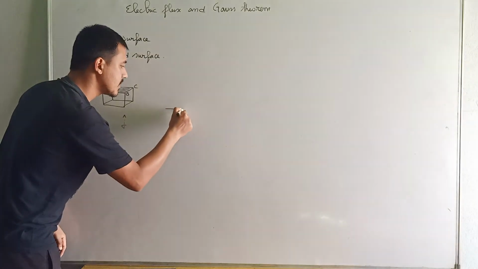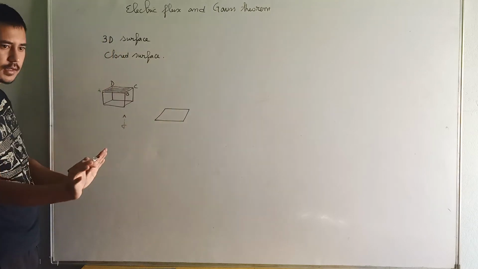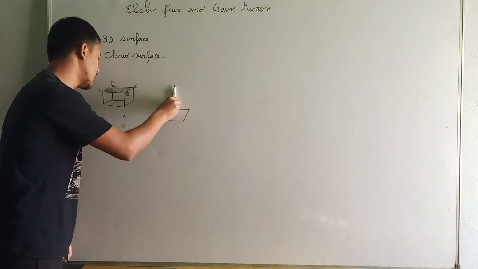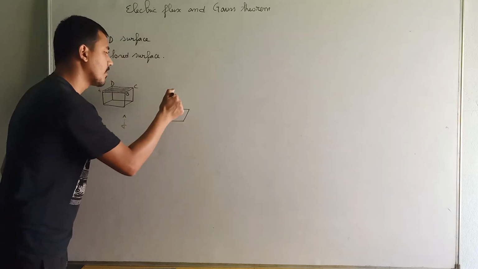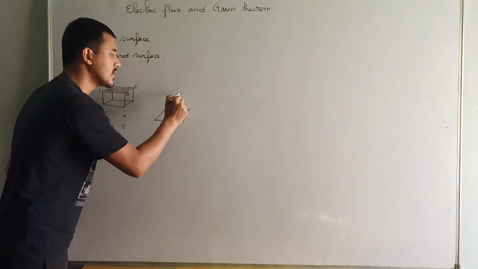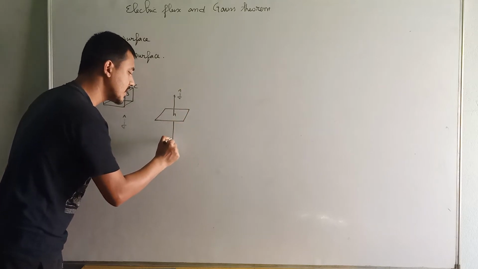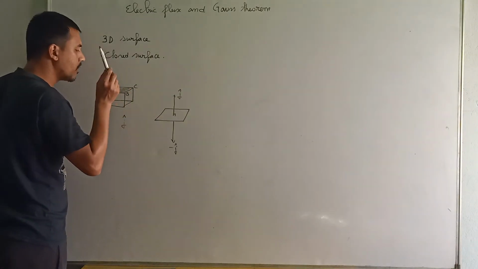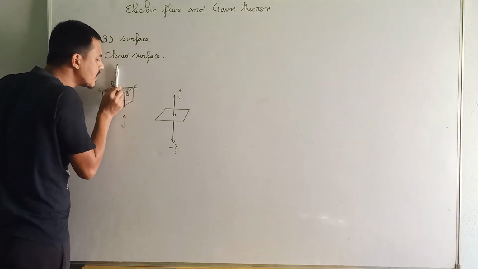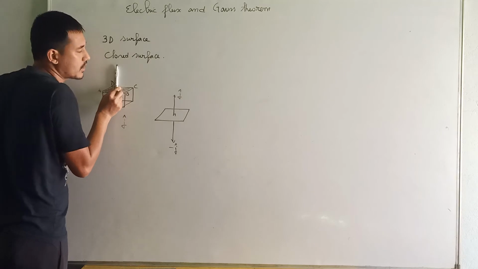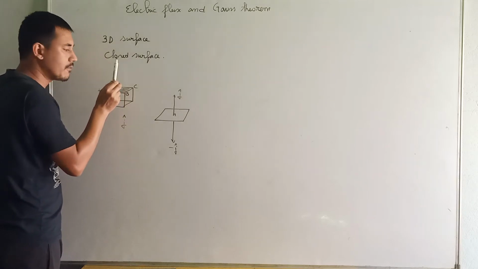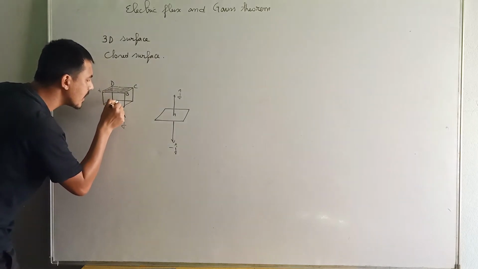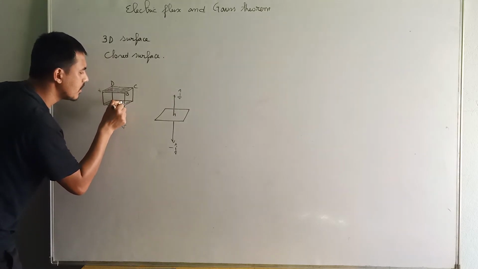If this was an open surface, then the area vector can have 2 directions. One is this direction towards j cap, and the other one is this direction, minus j cap. But for a closed surface, the area vector always acts perpendicularly outwards, normally outwards on the plane containing the surface, not inwards. Are you getting me? Similarly, can you tell me what is the area vector of this plane?